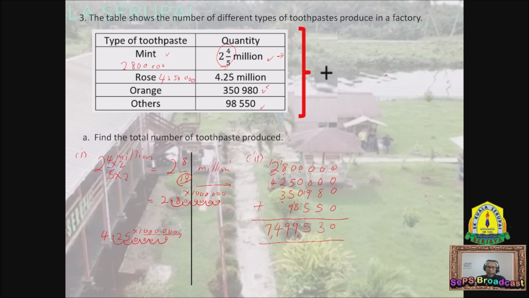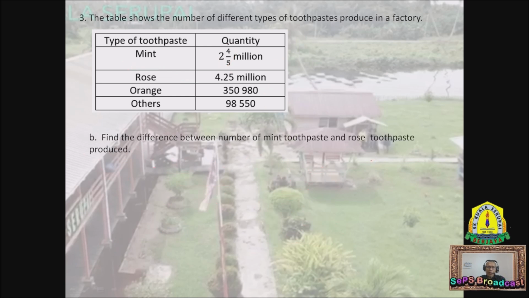Abstract, pictorial and concrete. This is the concrete method of mathematics. Again, the number sentence is the concrete for us mathematicians. Okay, we look at question B. We need to be very fast in doing your exam. Find the difference between the number of mint toothpaste and the rose toothpaste produced, meaning you have to find the difference between mint and rose.